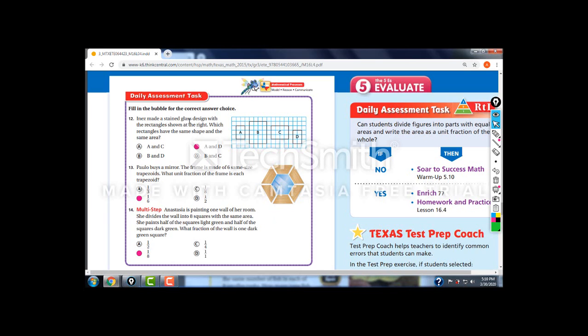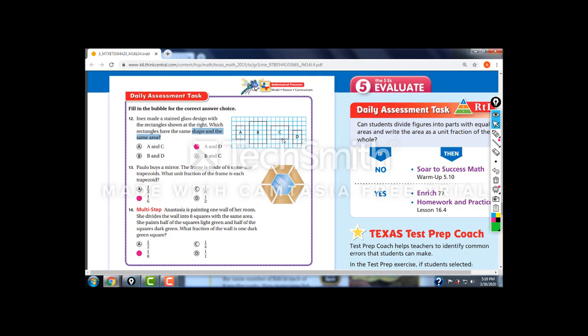You can estimate a stained glass design with the rectangles shown at the right. Here are the rectangles. Which rectangles have the same shape and same area? Make sure you highlight this. Same shape and same area. So they have to be identical, and the area is the same.